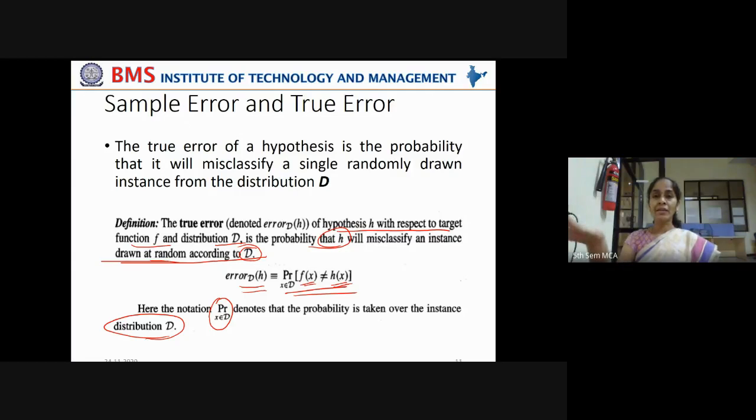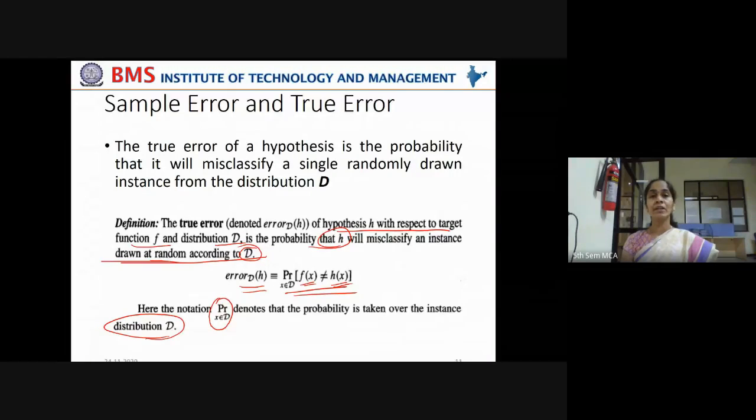If it is high, the true error is very high, indicating your model is not generalizable. If the probability of this error in the prediction is low, true error is low, indicating that your model is highly generalizable, highly acceptable, because it is giving lesser true error, which is almost similar to sample error. When the sample error and the true error are matching, then your machine learning model is the ideal machine learning model.